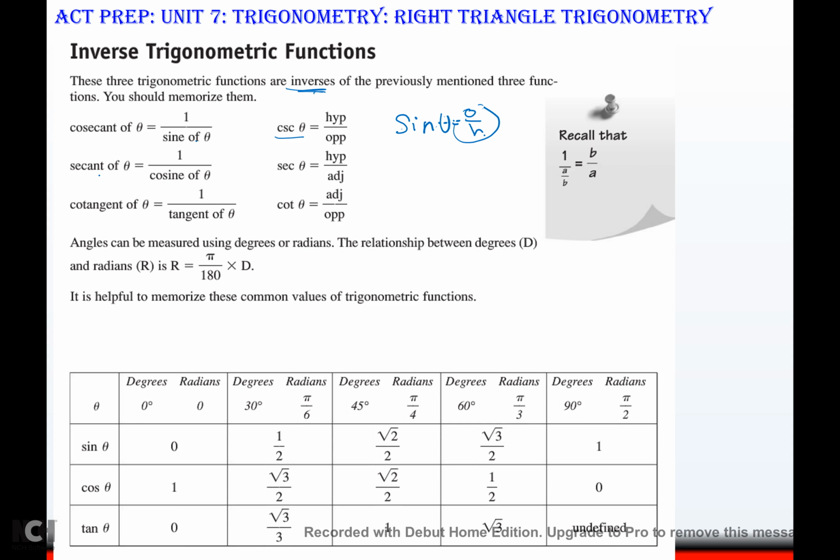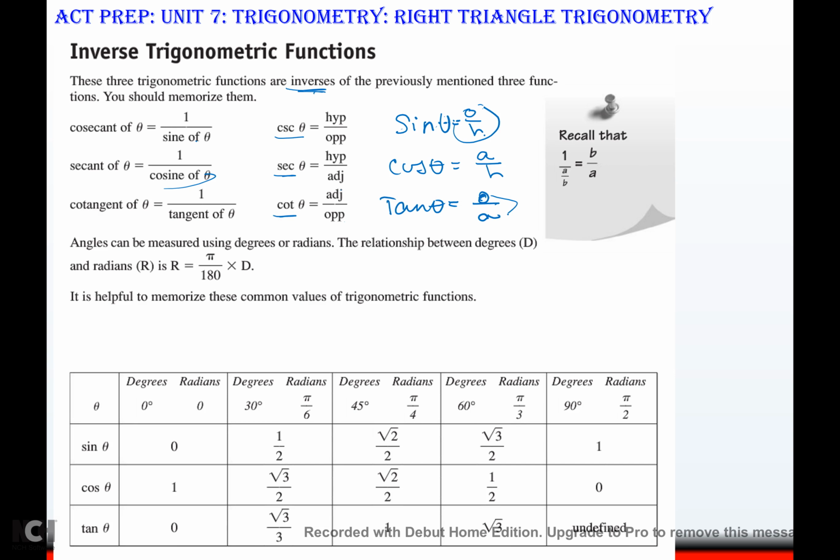Secant of theta is the inverse of cosine. So you just take your cosine and flip it over. If cosine theta is adjacent over hypotenuse, then secant, its inverse, flips this over as hypotenuse over adjacent. Cotangent of theta is the inverse of tangent. So you just take the tangent ratio and flip it over. Tan theta is opposite over adjacent, and you can see that cotangent is just this flipped over.